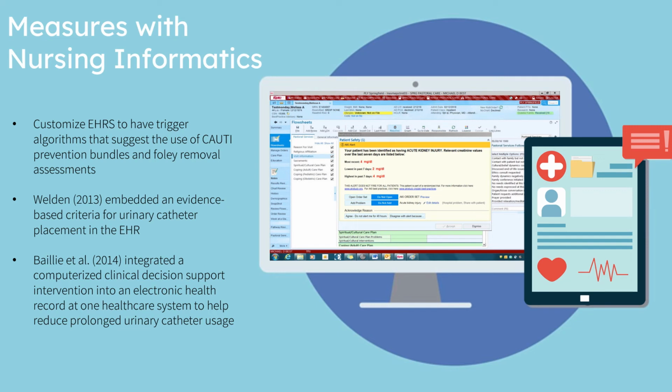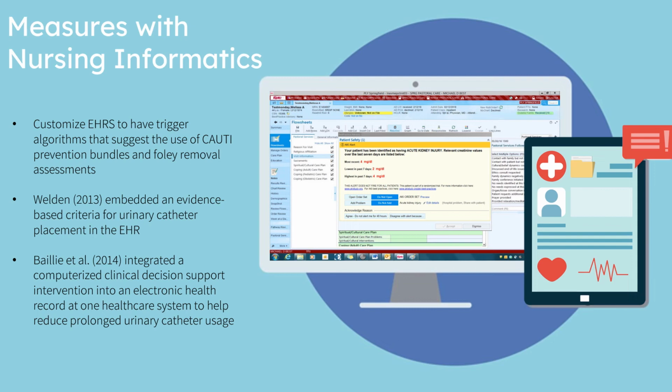A research study by Weldon in 2013 assessed the efficiency of using the EHR to help decrease urinary catheter usage and infections. Weldon embedded an evidence-based criteria for urinary catheter placement in the EHR and a "Continue to Meet" drop-down menu, from which the nurse could select an applicable reason to continue the urinary catheter. If the EHR noted that the patient did not meet the criteria for maintaining a urinary catheter, the nurse was notified by electronic request for possible removal according to hospital policy.